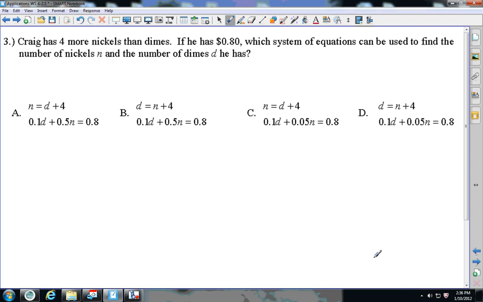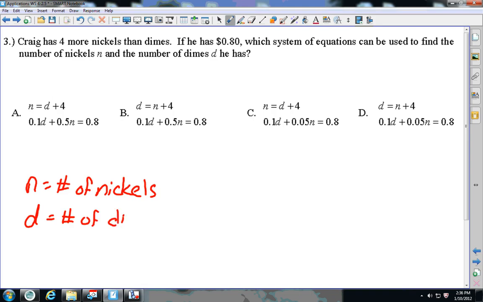Next, this one says Craig has 4 more nickels than dimes. If he has 80 cents, write a system of equations that can be used to find the number of nickels N and the number of dimes D. The first thing I'm going to do is define my variables, and I've got N equals the number of nickels. D is going to equal the number of dimes. Now, one of the keys right here is to make sure you understand how we represent nickels as a decimal. A nickel is 0.05. Be very careful because they're going to try and trick you on a test, and I'll talk about that in just a minute. The dimes are 0.10.